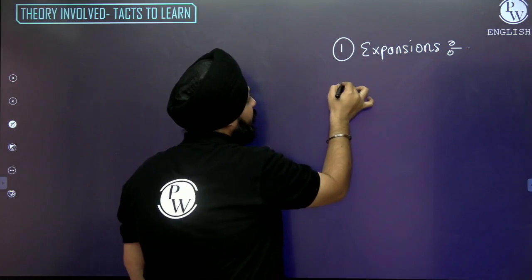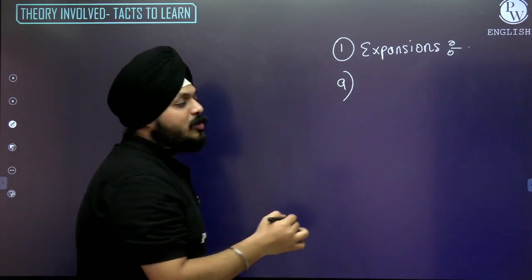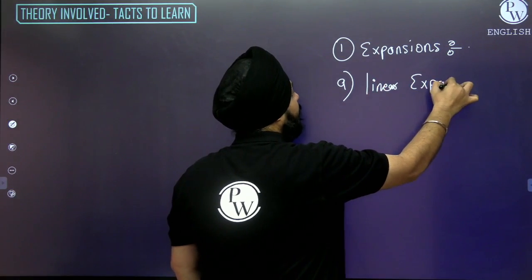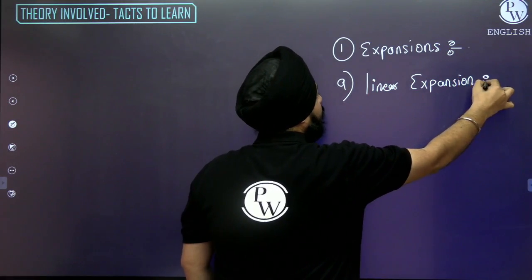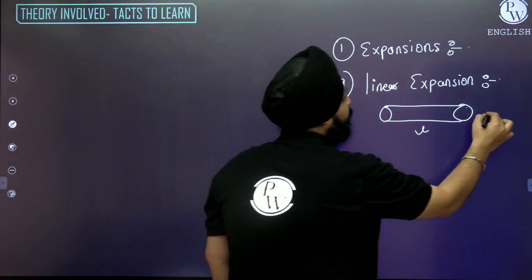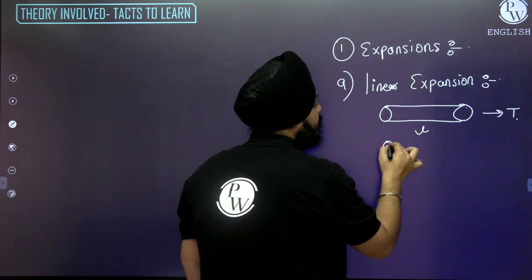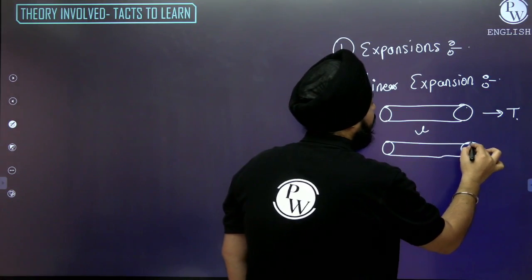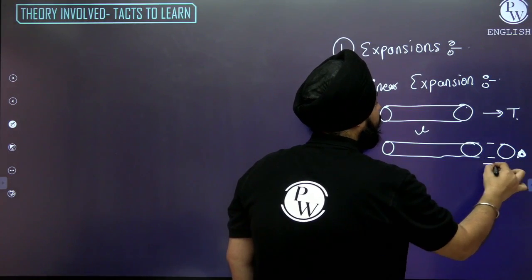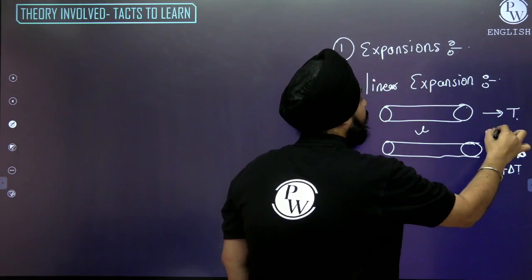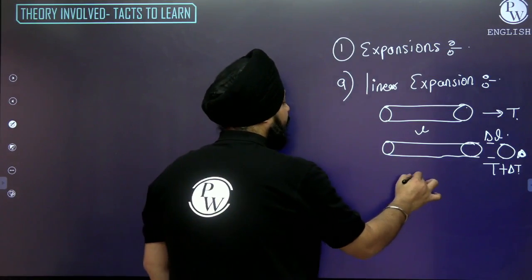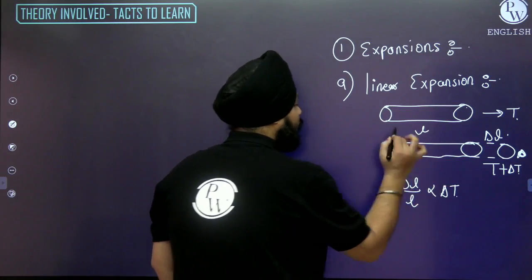First theory related to the expansions of the solid, that is linear expansion. Suppose this is the length of the rod L at temperature T. Suppose temperature is increased by delta T. So there will be an increase in the length. So this ratio delta L by L is directly proportional to delta T.